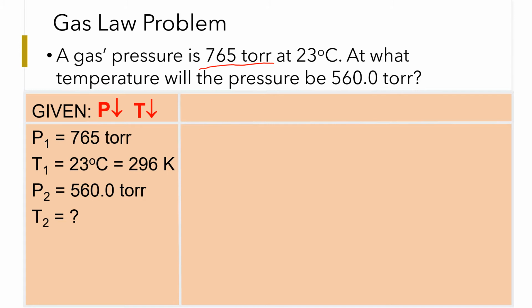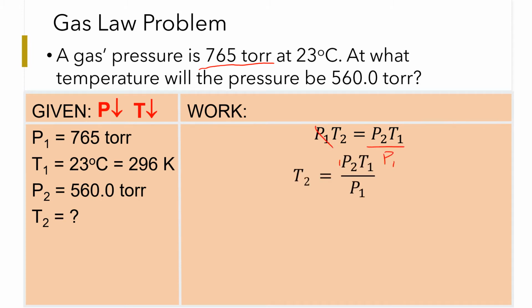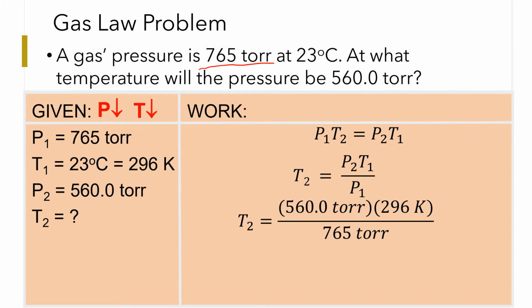Showing my work now. Always list the equation or formula. Isolate the variable we want. So isolate means I need to get T2 by itself. So I need to divide both sides by P1. And again, erasing here to make it look nicer. So I have T2 by itself. Plug in the numbers. Numbers plugged in, calculate.